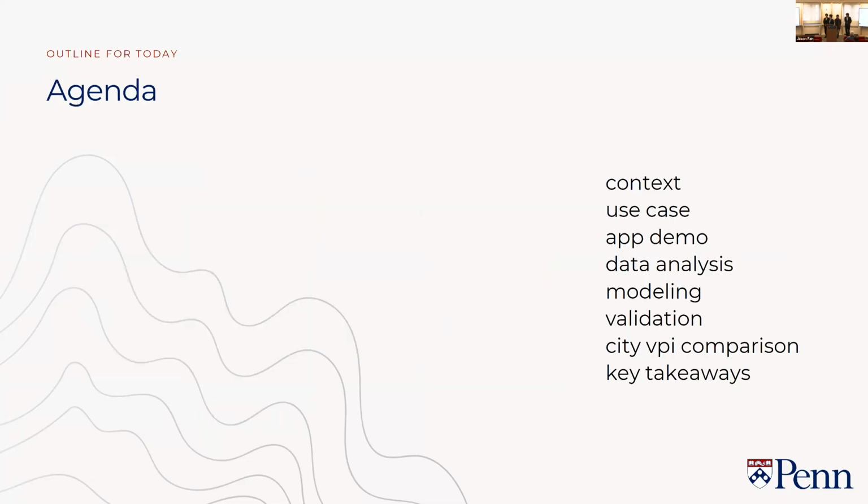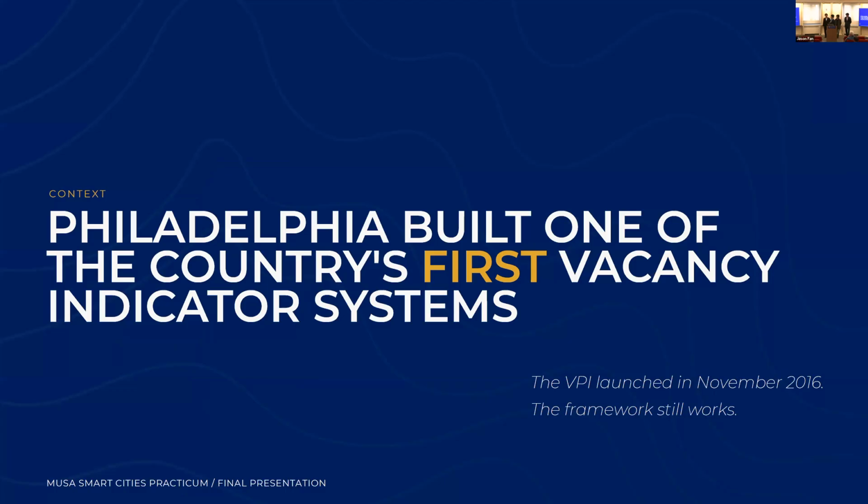And here comes our agenda. We've mainly got 8 parts. The first part is context, where Philadelphia built one of the country's first vacancy indicator systems. The VPI launched in November 2016. The framework still works.